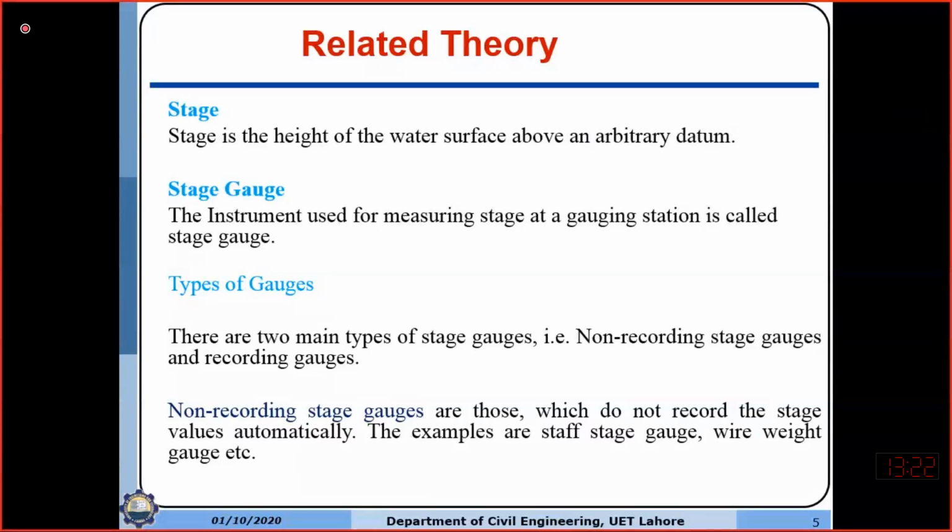Non-recording stage gauges are those which do not have the continuous record of the stage values, and they give you the stage value after a fixed time interval, like after 24 hours or 1 day. Examples are the staff gauge and the wire weight gauge. These give you the stage in a river or channel after a fixed time interval, depending on your measurement and observation. So normally daily readings can be taken based on this.